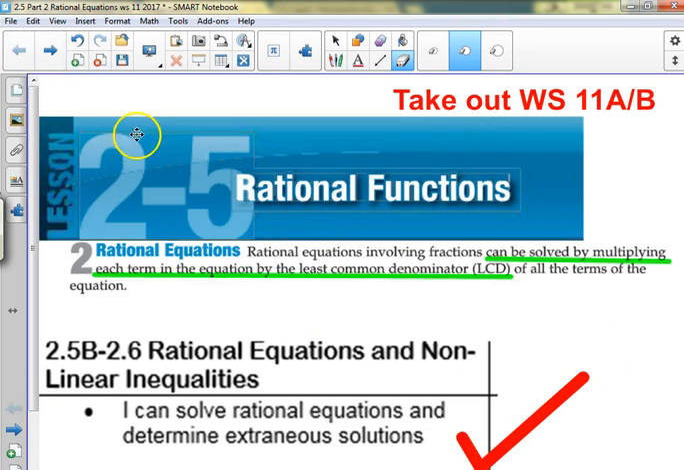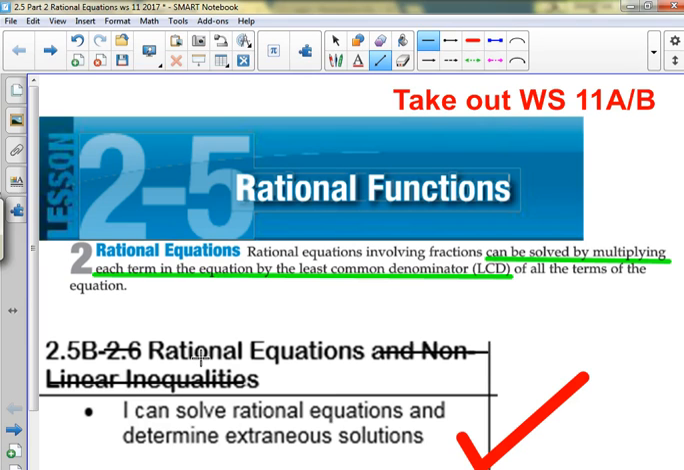Okay. Rational functions. So today, 2.5b, this is not right here, what I have written. We changed this. 2.5b we separated from 2.6. 2.5b is going to be on the quiz as rational expressions, which is what we did yesterday, adding, subtracting, multiplying, dividing. Everybody remember? Yeah. And rational equations.